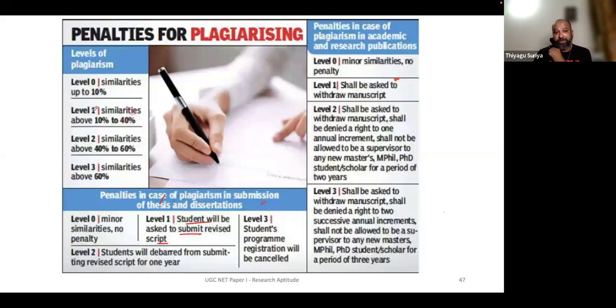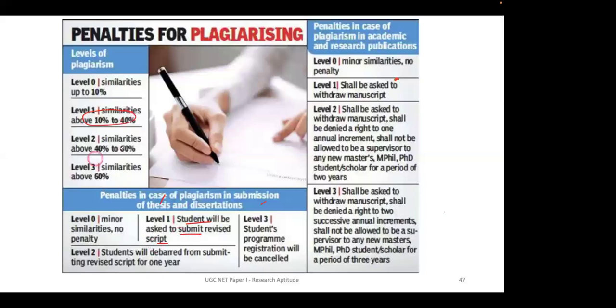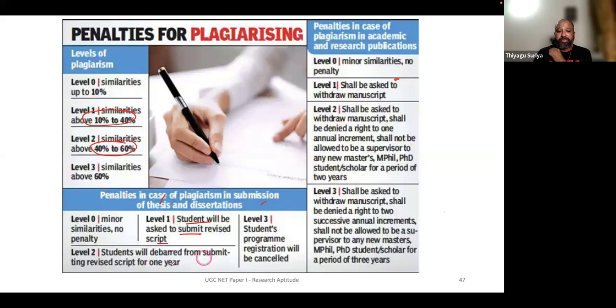If it is 10 to 40% of similarity, that is level 1. If it is 40 to 60% of similarity, the student will be debarred from submitting a revised script for 1 year. They cannot submit dissertations or thesis reports for 1 year. Please note. And if the similarity is more than 60%, the student's program registration will be cancelled. The PhD may be cancelled. This question comes regularly in NET examinations, and this is for the PhD.